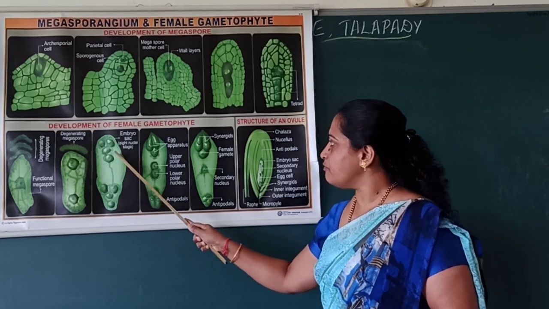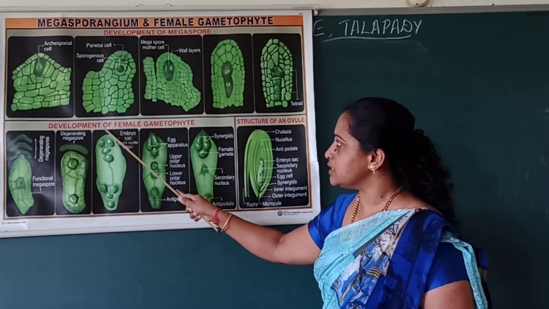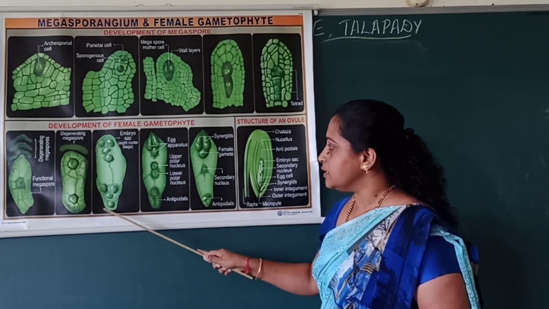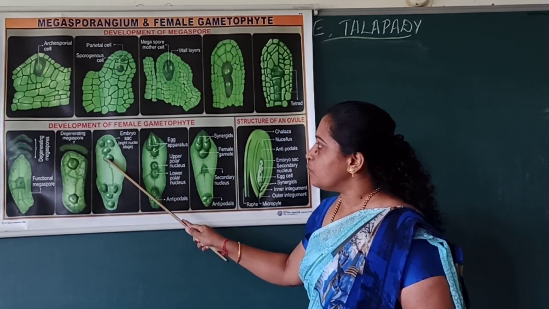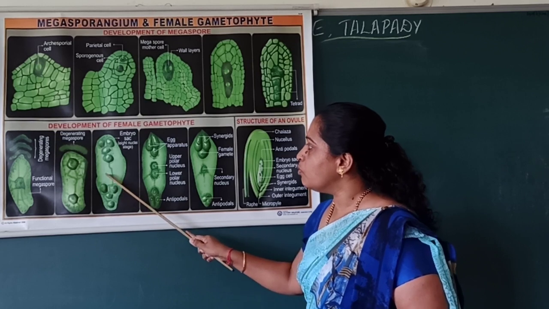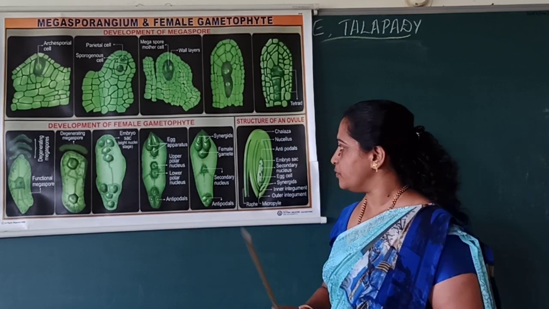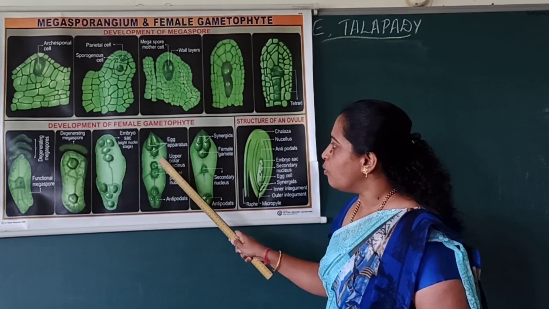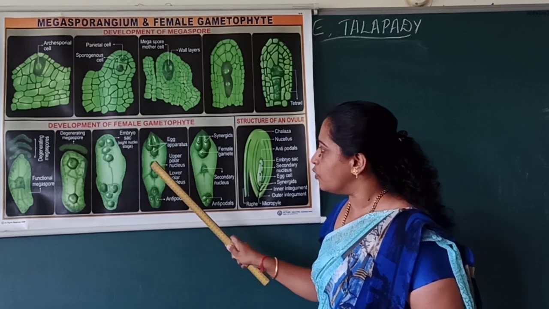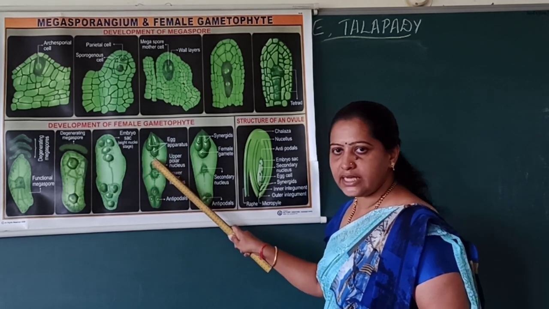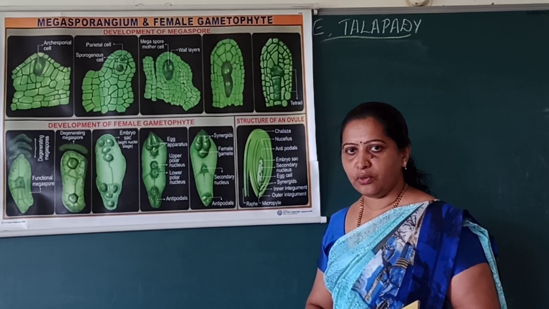So once the 8 nuclei are formed inside this embryo sac, one of the nuclei from each pole. So this is the micropylar pole. This is the chalazal pole. So one of the nuclei from each pole moves towards the center. You can observe this in this diagram. One of the nuclei from each pole moves towards the center and forms the polar nuclei.